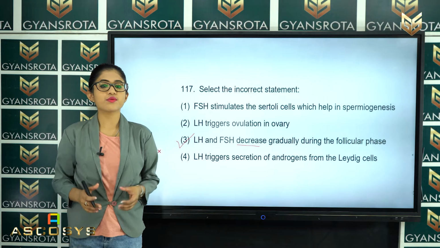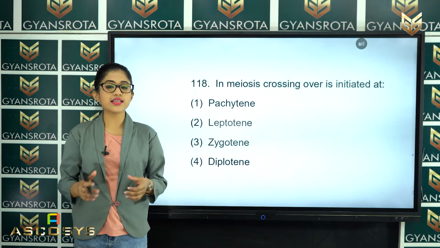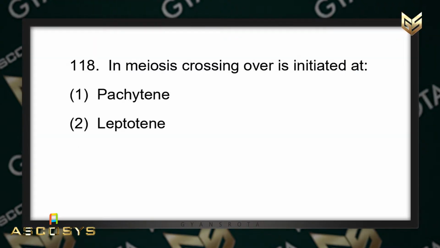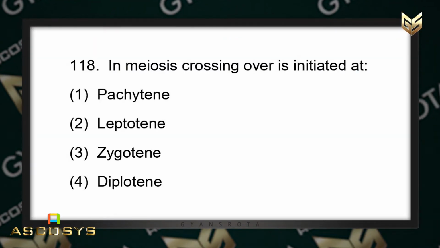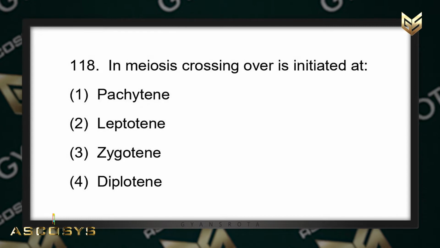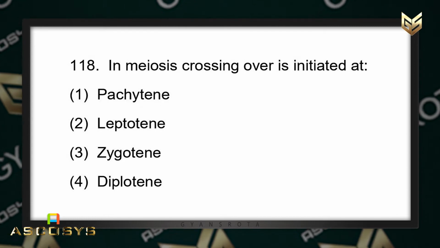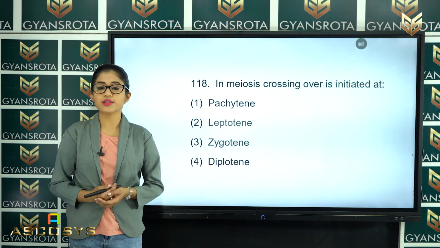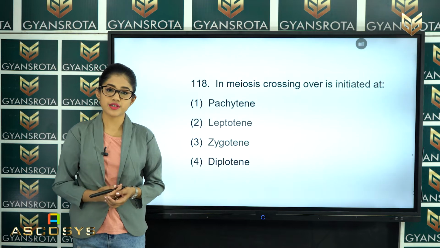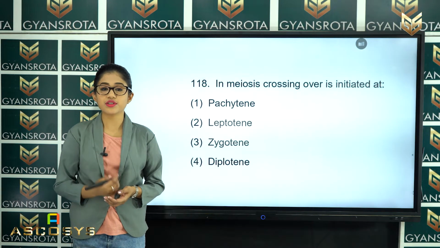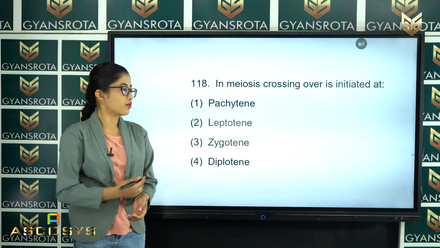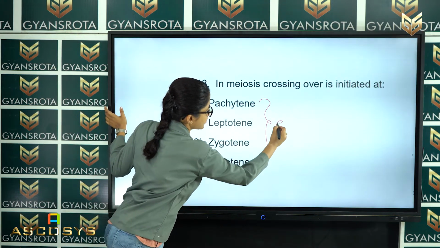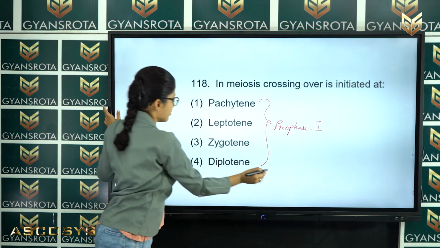Alright, now let's move on to the next question. Now the next question is question number 118. In meiosis, the crossing over is initiated at pachytene, leptotene, zygotene or diplotene. So, this is also a very easy question, and this is from the chapter Cell Cycle and Cell Division. While discussing the cell division of meiosis, we have covered all these stages. These stages are of prophase 1, right?